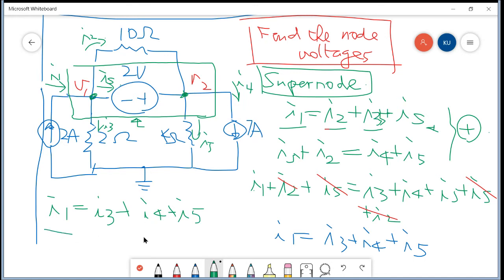And we get the same equation, so that we don't really need to write an equation at this node and write another equation at this node and then add them together. Actually, we can regard this as a big node called the supernode, or actually you can draw the box.